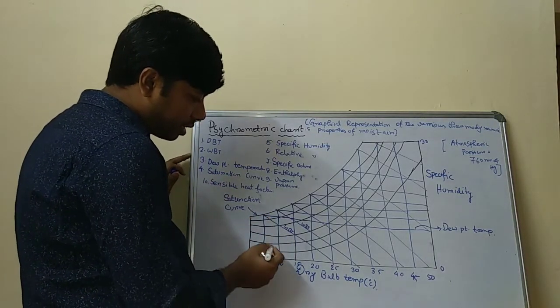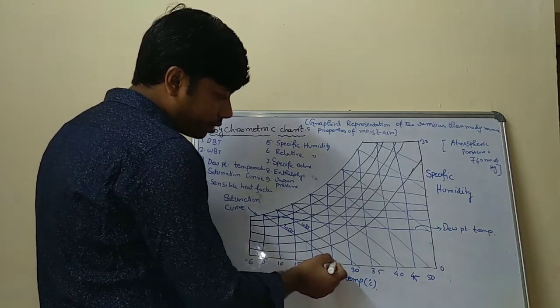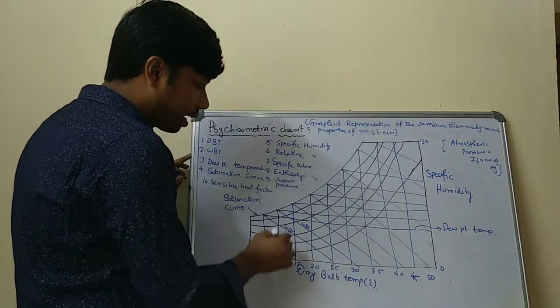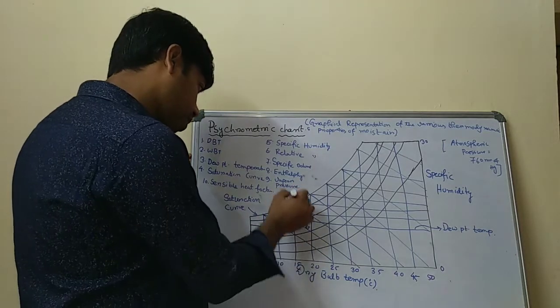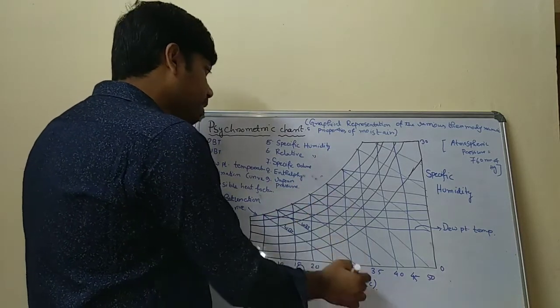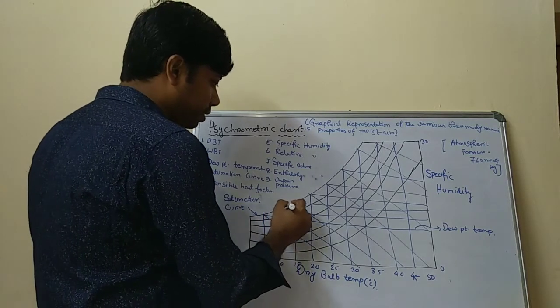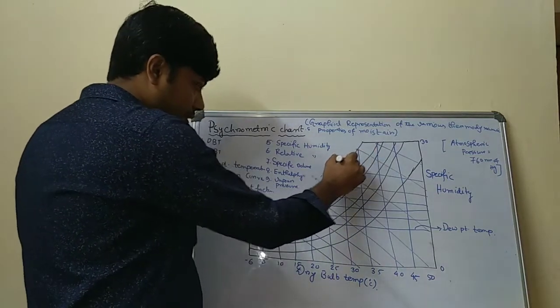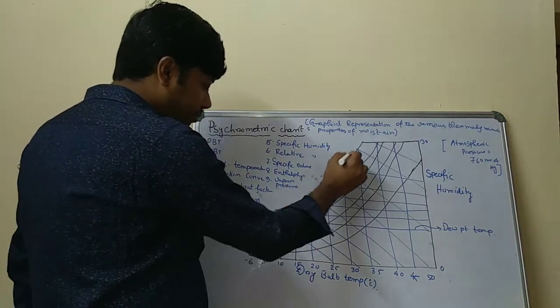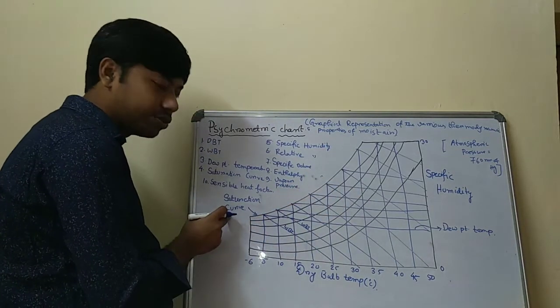Okay, these are the dry bulb temperature points, and if you draw a vertical line from a dry bulb temperature, it will meet a saturation point. Okay, these are the saturation points. If you join them together, they form a curve. Basically, that curve is called the saturation curve.